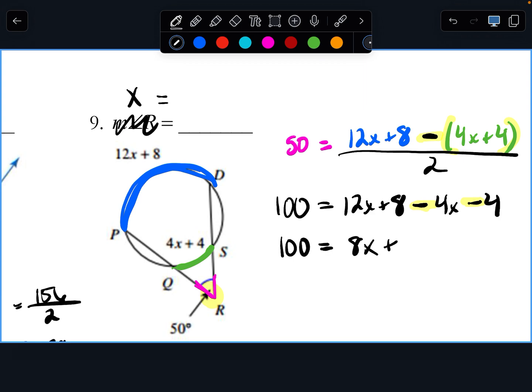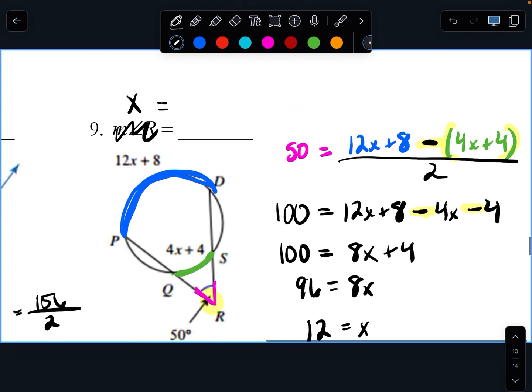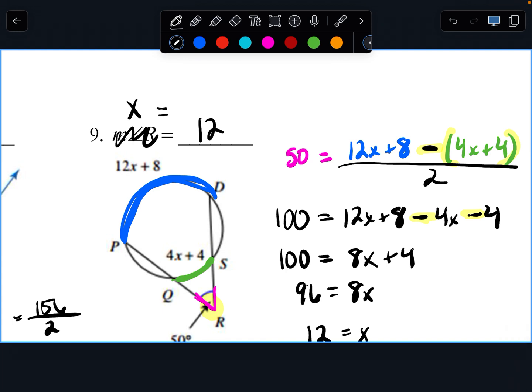Because then what do we get? 8x plus 4. We get 96. Which, is that even a nice number? I don't even know. Is it 12? Oh yeah, it is. That's satisfying. So you get 12.